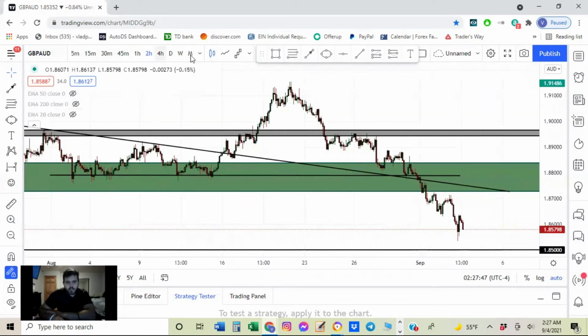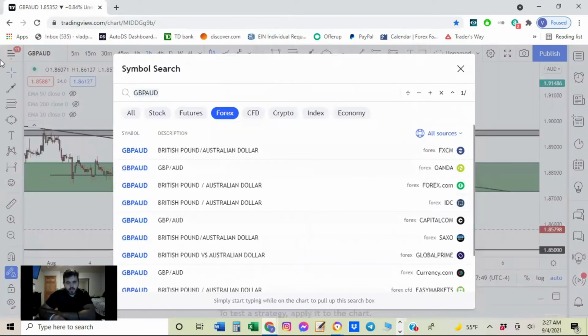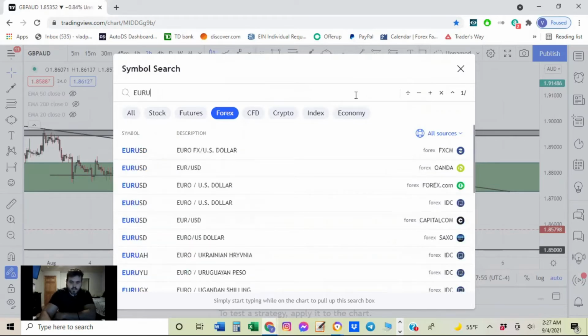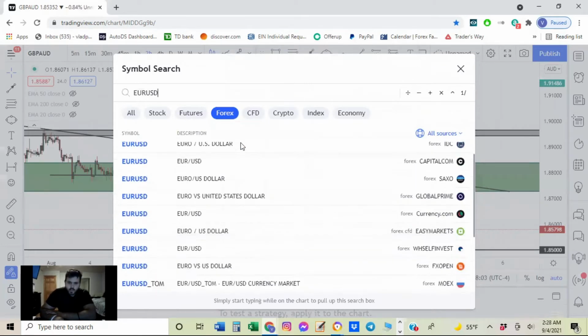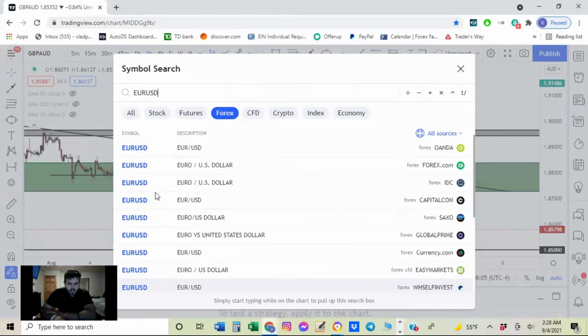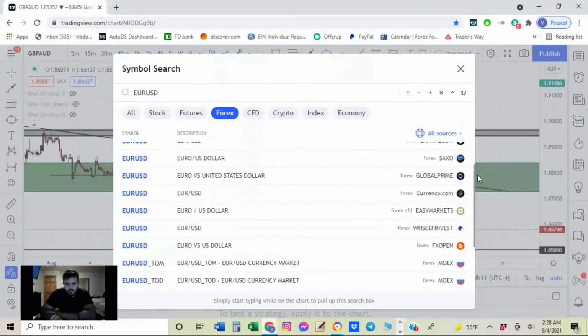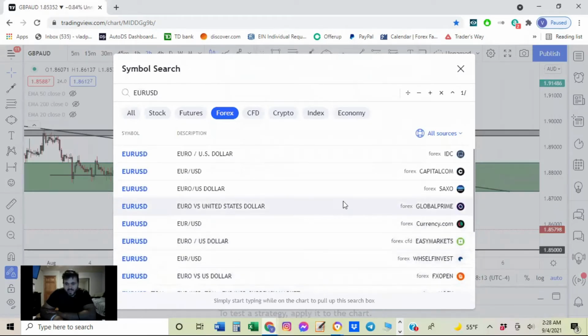So now let's work our way up here. If you want to put in a specific pair, you just go up in that top left corner, Euro USD, put that. So if you look here, we're in Forex, but we have how many Euro USDs? Just plain Euro USD. So we have maybe like 10.